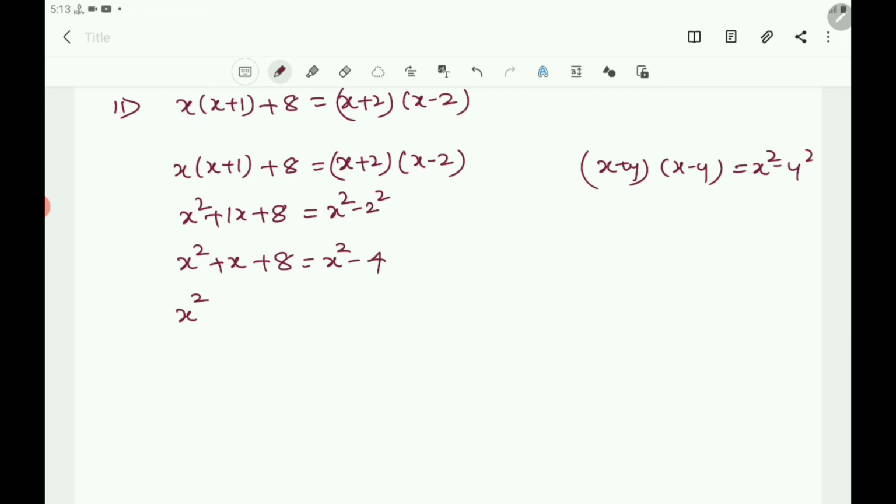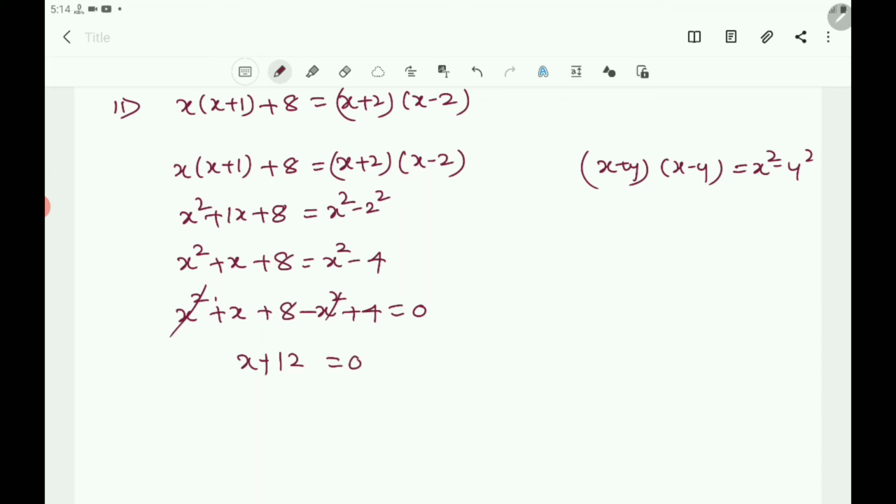Then x square plus x plus 8, transfer x square and minus 4 to the LHS. So x square becomes minus x square, minus 4 becomes plus 4, equals 0. Here you can observe that x square and minus x square have opposite signs, so you can cancel them. Then x plus 8 plus 4 is x plus 12 equals 0.